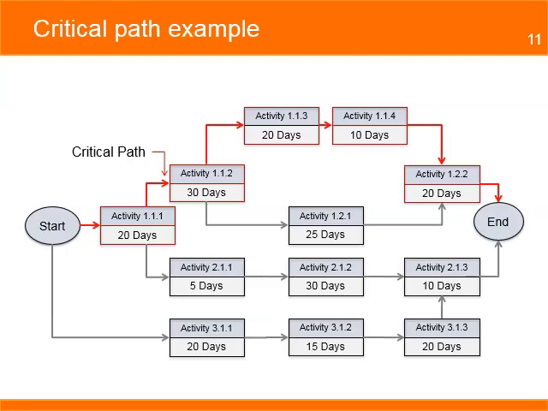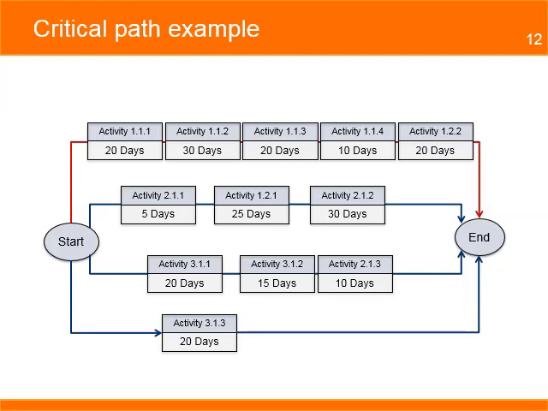It is called the critical path because a delay in any activity in that path will cause a delay in the entire project. In this example, if activity 1.13 is delayed by a day, the entire project will be delayed by a day. But if activity 3.1.1 is delayed by a day, it will not affect the end of the project since the duration of that path is only 65 days.